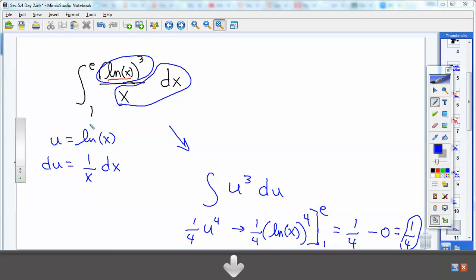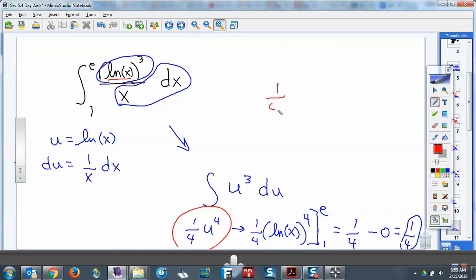Now, what was your other option? How could you stick with u's? Well, right here, we could have done this, except we can't put a 1 and an e here. Why not? Because those are x values. Think about this. This is a graph that has an area under it, right? And we're doing the area from x equals 1 to x equals e, right?